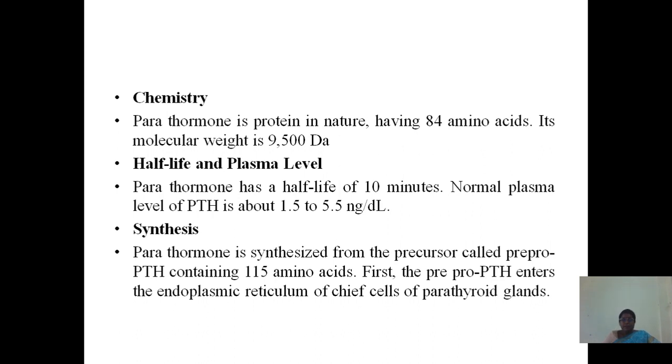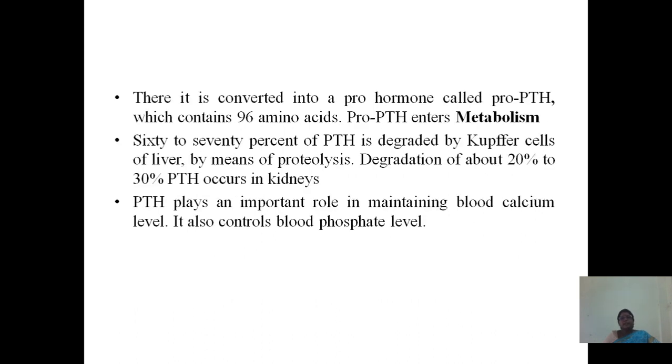Parathormone is synthesized from a precursor called pre-pro-parathormone, containing 115 amino acids. At first, the pre-pro-parathormone enters the endoplasmic reticulum of the chief cells of the parathyroid gland. There, it is converted into a prohormone called pro-parathormone, which contains 96 amino acids. The pro-parathormone then enters the metabolism.